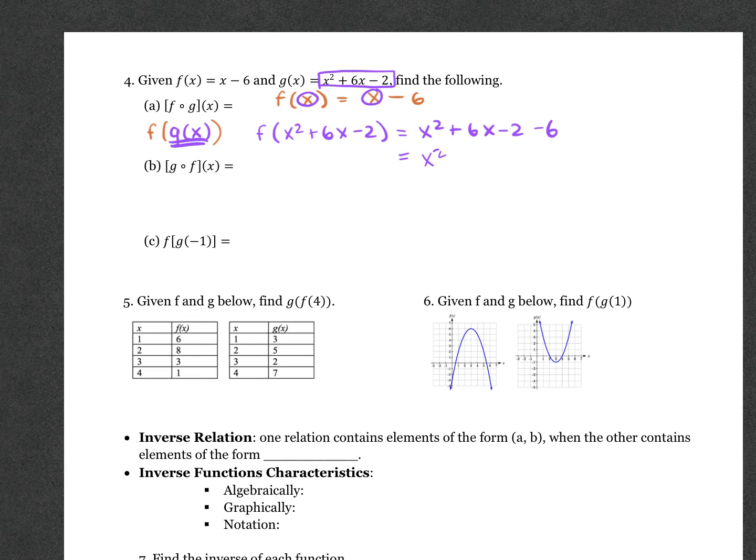Squared plus 6x minus 8. And that's it. Okay? So try letter B.